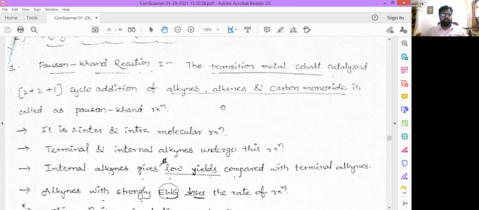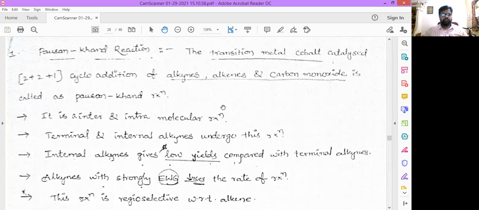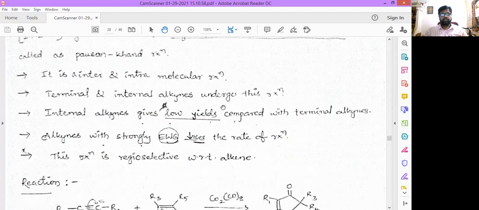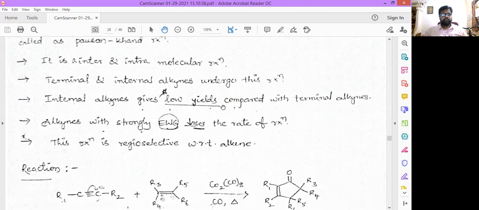The Pauson-Khand reaction is both an intermolecular and an intramolecular reaction, meaning cyclization can be done intermolecularly and intramolecularly. Terminal and internal alkynes will undergo this reaction. Internal alkynes give low yields compared with terminal alkynes. Alkynes with strongly electron withdrawing groups reduce the rate of reaction.